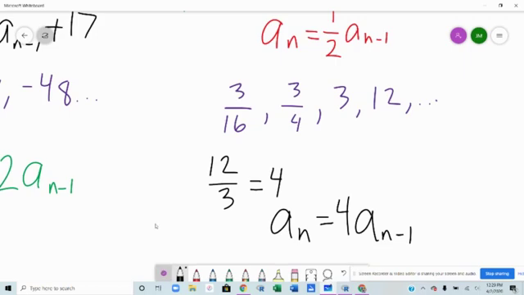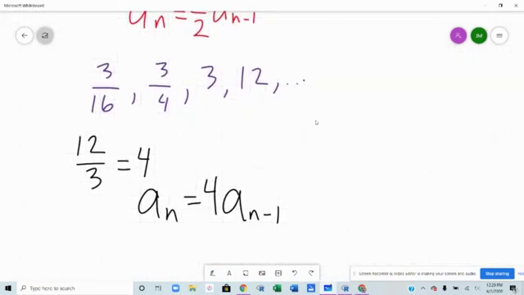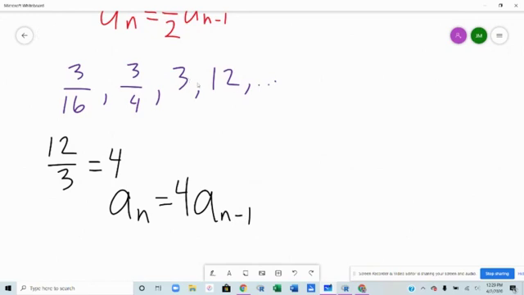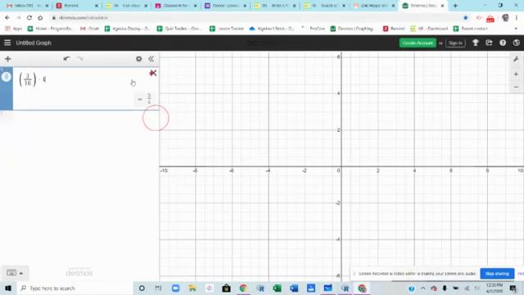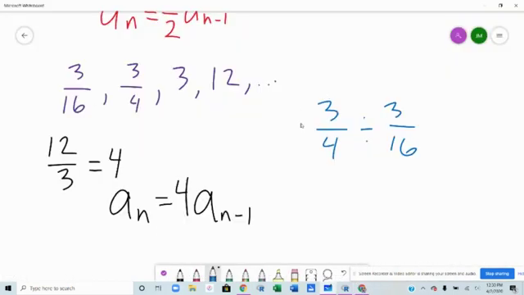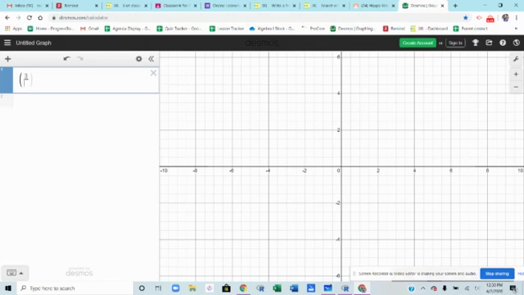Now I'm going to show you how to do this if you had fractions for all of them. Let's say you didn't have these nice 3 and these nice 12, and you had to do fractions. You would do the same thing, but you just need to be careful with it. You would do your second number divided by your first number. So in Desmos, you want to use some parentheses. Your second number is 3 over 4, your first number is 3 over 16. You put your second number in a set of parentheses, then divided, and then another set of parentheses with your first number, which is 3 over 16.